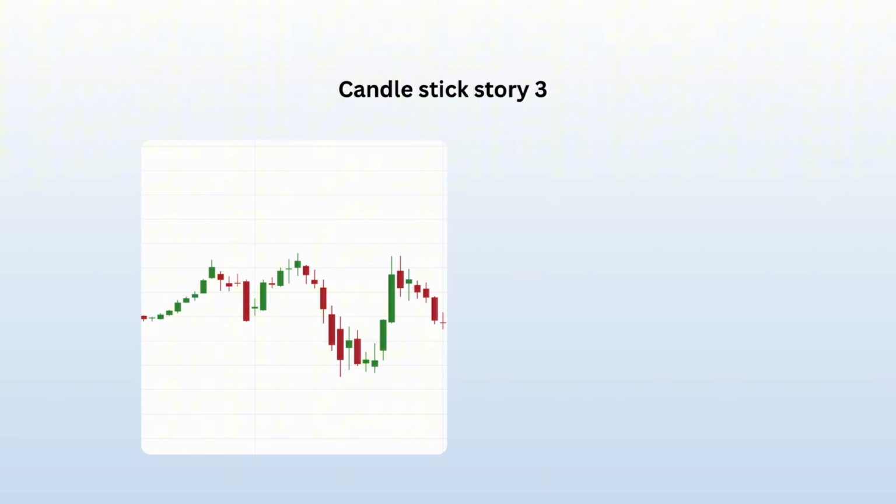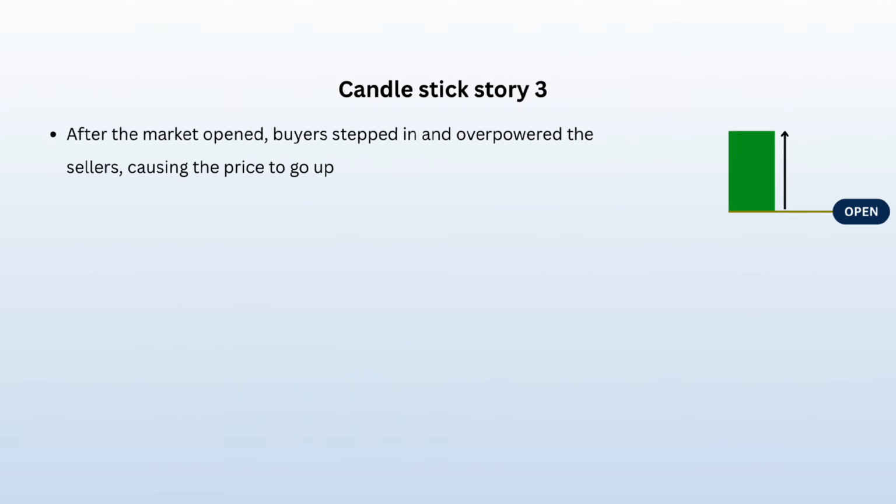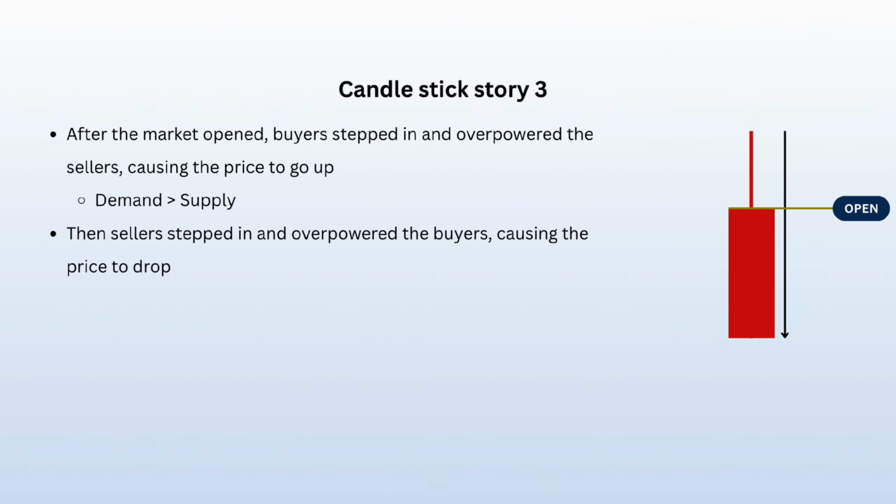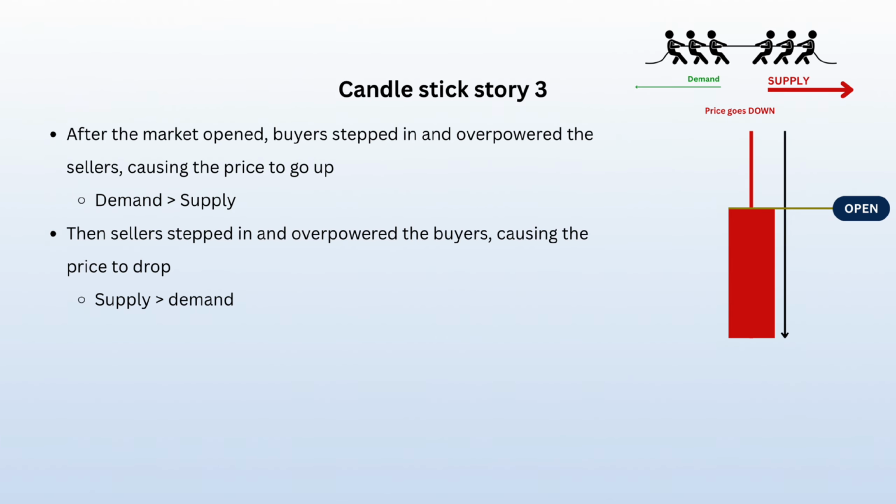And in this case, I want to focus on this cross-looking candlestick. Let's look at the story. After the market opened, the buyer stepped in and overpowered the sellers, causing the price to go up. Demand is higher than supply. Then the seller stepped in, overpowering the buyers, causing the price to drop. You guessed it, supply became higher than demand, causing the price to drop.